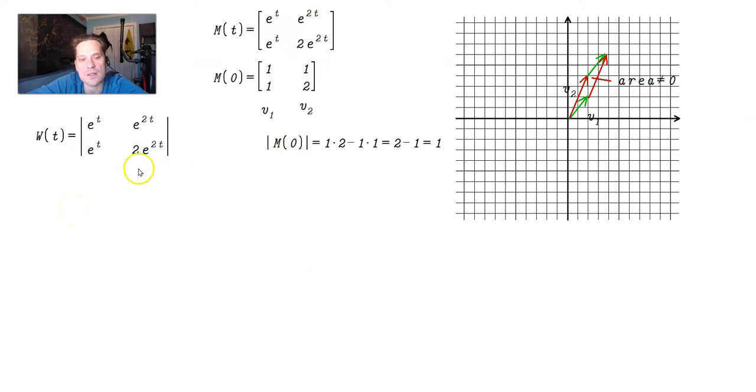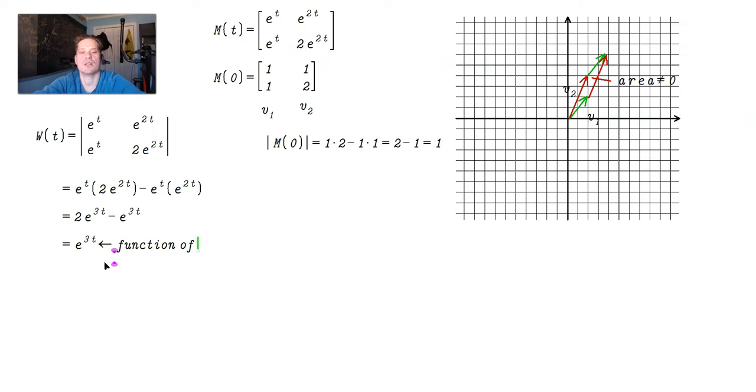You can extend this even to the case where you have functions as input. So we're going to have the following: e to the t times 2e to the 2t, and then minus e to the t times e to the 2t, and then you work through this. It's 2e to the 3t, since you add up the exponents, e to the t plus 2t is 3t, so minus e to the 3t, therefore we end up with e to the 3t. Notice something important: this is just a function of t, isn't it? This function of t, in this particular case e to the 3t, is never equal to 0.